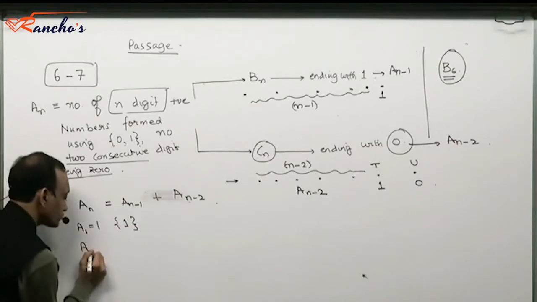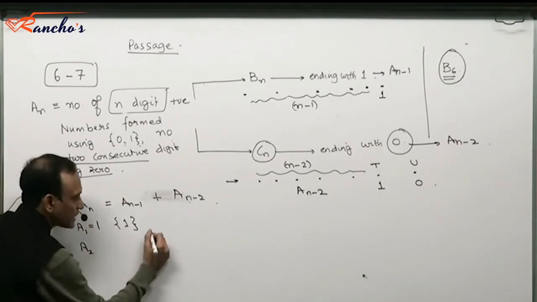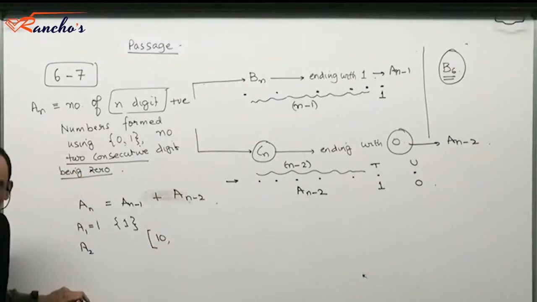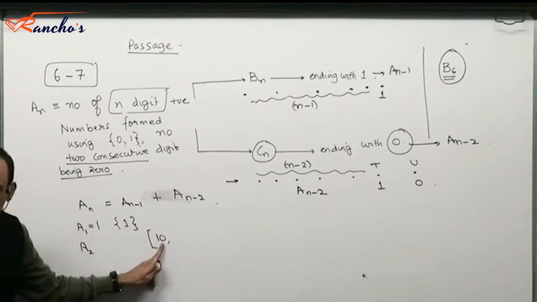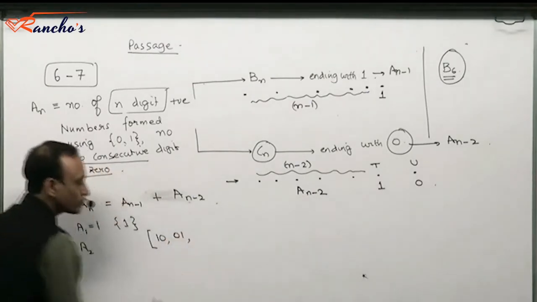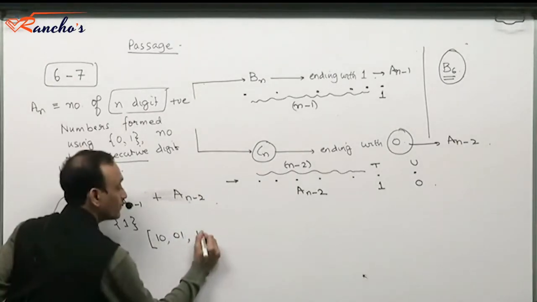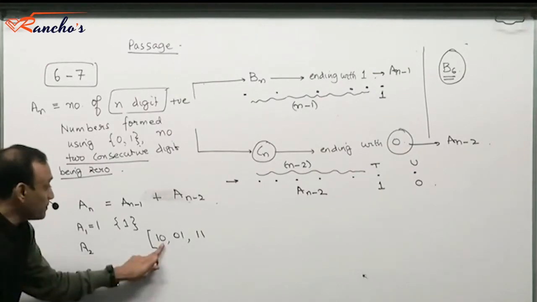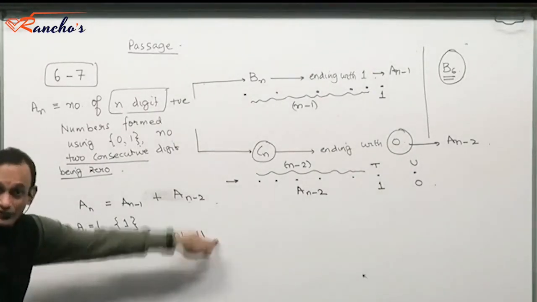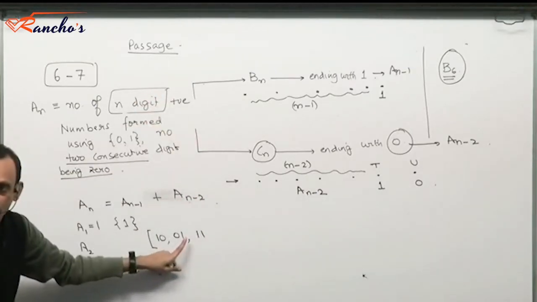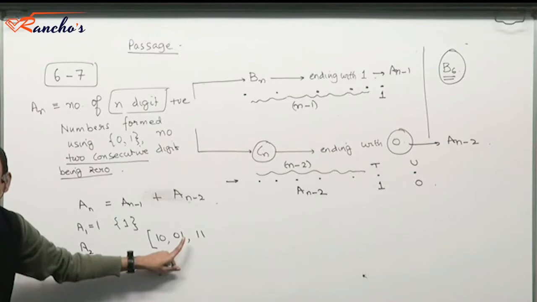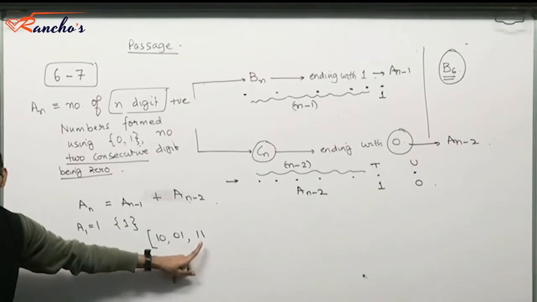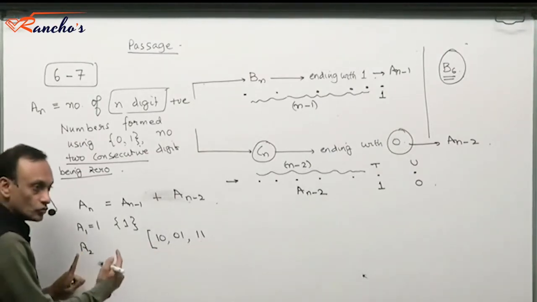A2, now, how many two-digit numbers can be formed? See, I can have 1 0. So I'm populating A2. This is one possible member of A2. Then 0 1. Then 1 1. That's it. Yes or no? So the number of members in A2 is 3. With that property, no two consecutive zeros. And it has to be positive. Yes or no? So 1 0, 0 1, 1 1. Two-digit numbers with no two consecutive zeros. Yes or no?